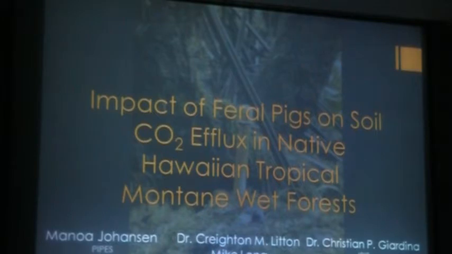Workshop called Montane Wet Forests. And my advisors were Dr. Peyton Minton and his grad student Mike Long, and also Dr. Christian Giordino from IFIT.